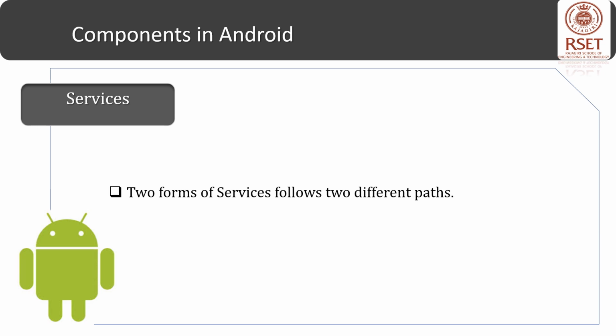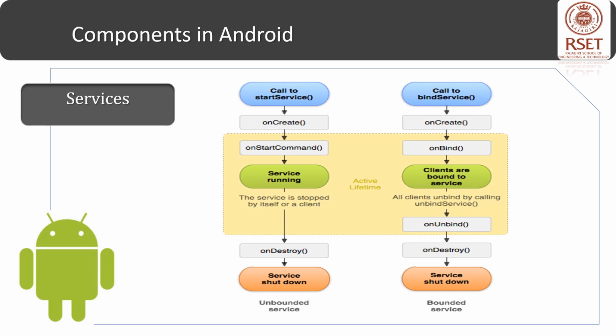Now, another thing to note is that there are 2 forms of services that are supported in Android, and they follow 2 different paths. These are the 2 different services. One is the unbounded service and the second one is the bounded service. Now, suppose that I want to play music in the background, then it will be invoking an unbounded service.